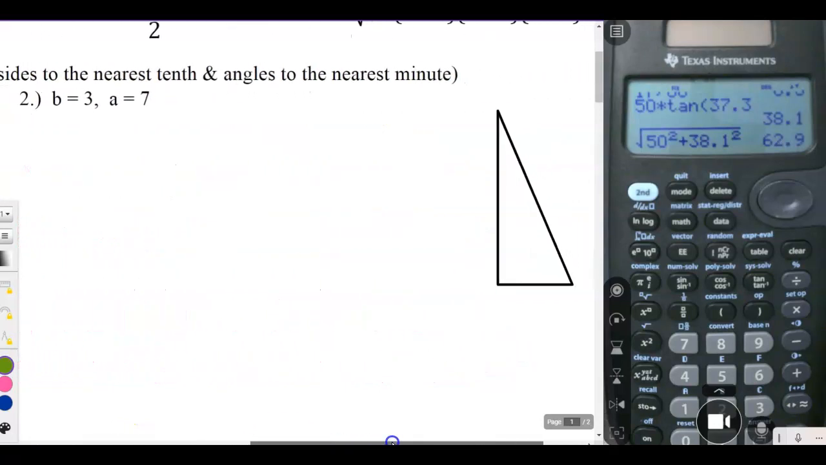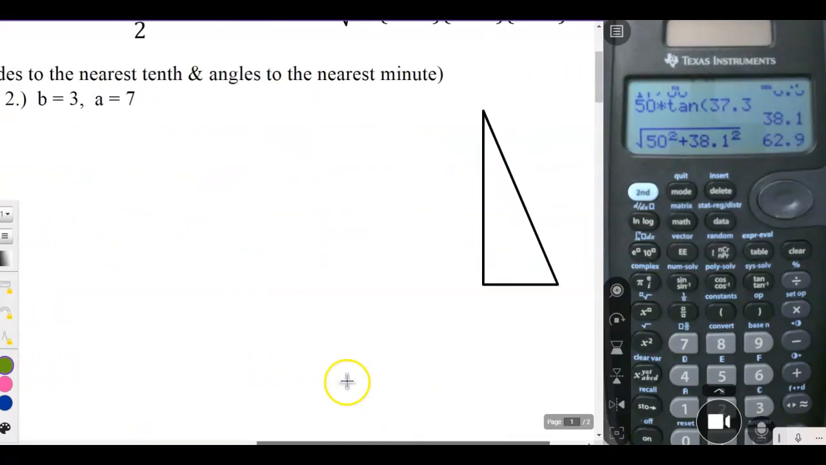Let's repeat on number 2. Very similar, just we're giving 2 sides. All right, we're giving 2 sides here. So we can call this A, B, and C. That's a 90-degree angle once again. So side B will be right here, that's 3. And side A is 7. And we need to find everything else.